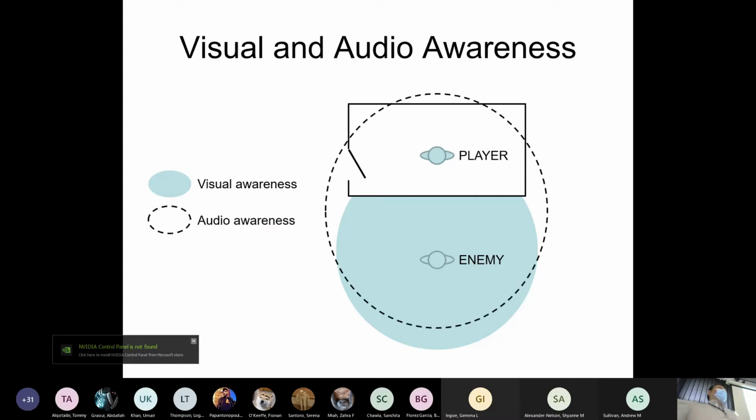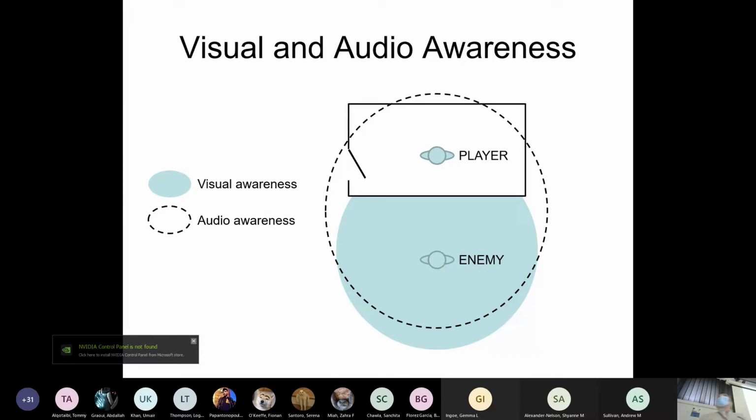But audio awareness is broader, okay? You can hear things through the walls. And of course, this builds exciting opportunities for a game designer because the player can now hide inside the room. And if it is silent, it won't be spotted by the enemy. But if the player does anything that generates noise, it will be immediately spotted and perhaps attacked.